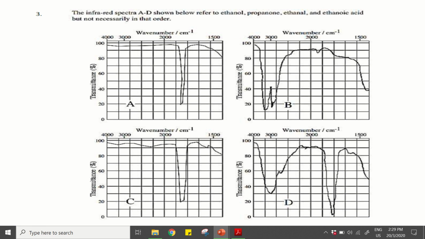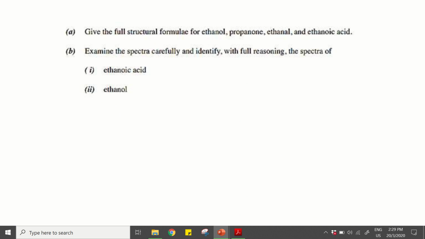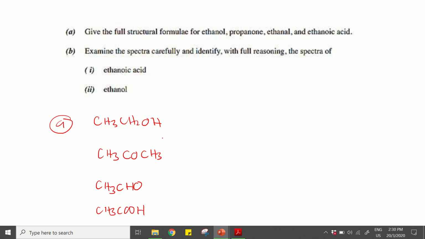Now, question 3, infrared for A to D is actually representing ethanol, propanone, ethanal, and ethanoic acid, but not in order. So you have to identify A, B, C, D. So give the full structural formula for ethanol, propanone, ethanal, and ethanoic acid. Just showing you here for A. So ethanol, it should be CH3CH2OH. All right, and then propanone should be CH3COCH3. And then ethanal should be CH3CHO, that's aldehyde, and ethanoic acid should be CH3COOH. Okay, so these are the structural formulas.